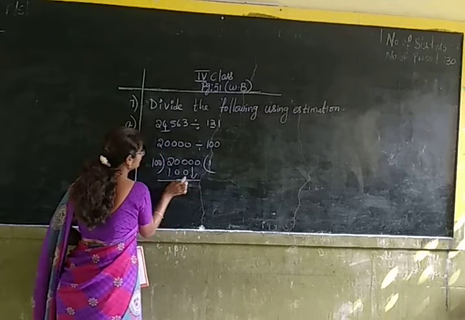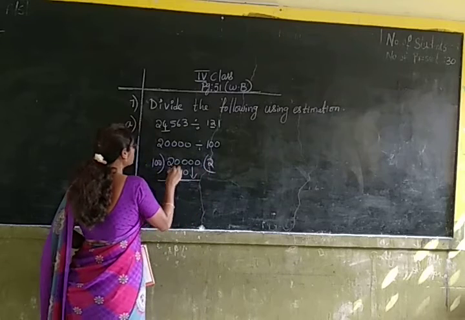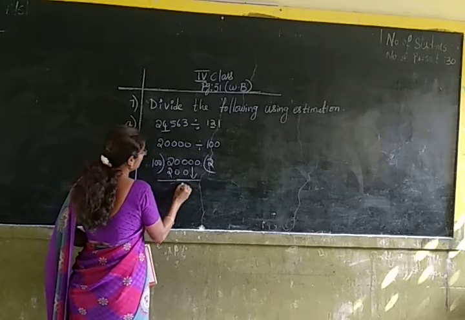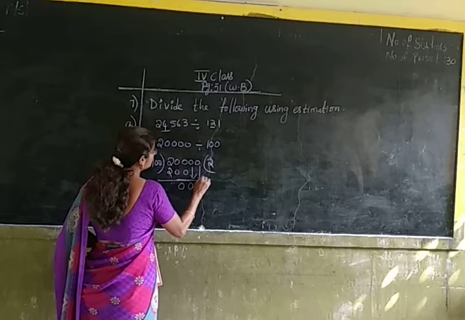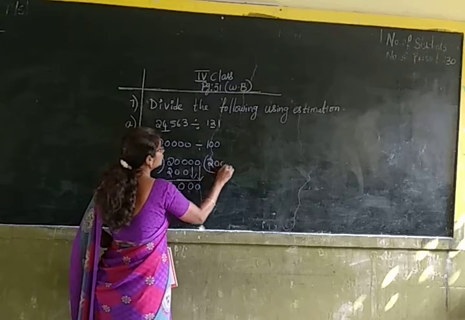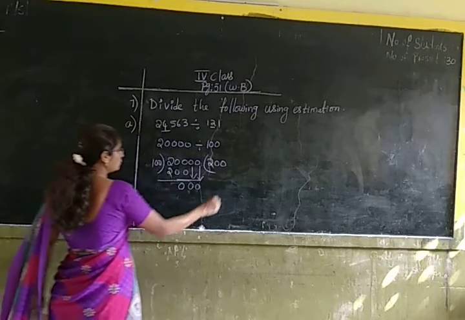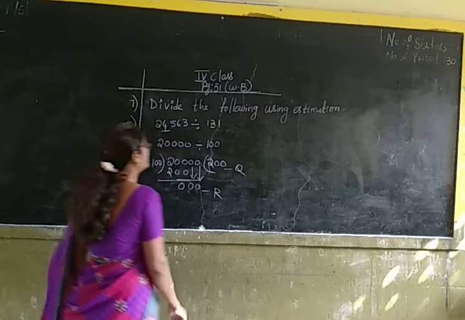Sorry children. 100 twos are 200. 200 minus 200 is 0. Bring down 0. You have to bring down the next 0 also. When you get 2 zeros down, you have to put the 2 zeros in the quotient. This will be the quotient and this will be the remainder.